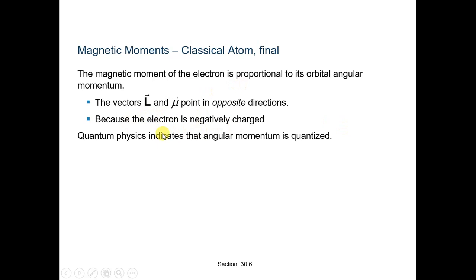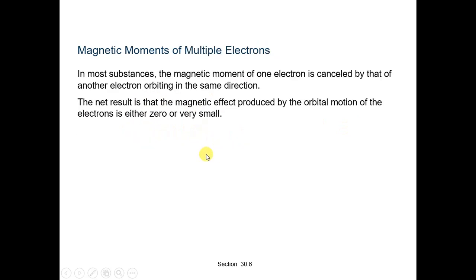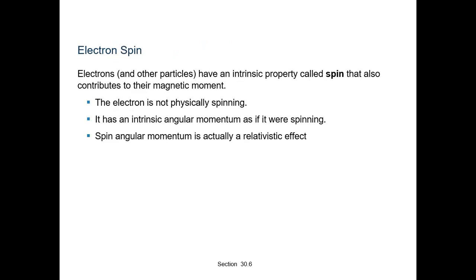Now quantum physics indicates that the angular momentum is quantized. Now the magnetic moment of multiple electrons: in most substances, the magnetic moment of an electron is cancelled by that of another electron orbiting in the opposite direction. So the net result is that the magnetic effect produced by the orbital motions of the electrons is either zero or very small.